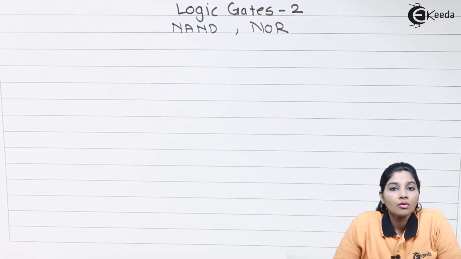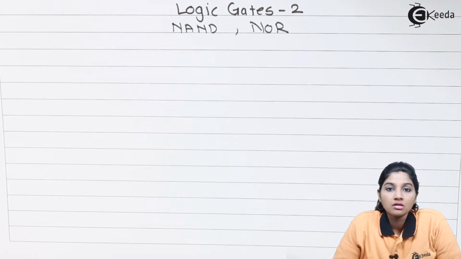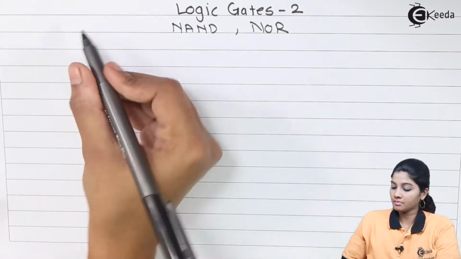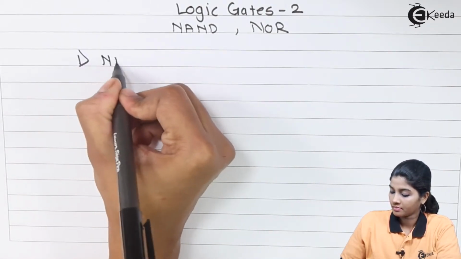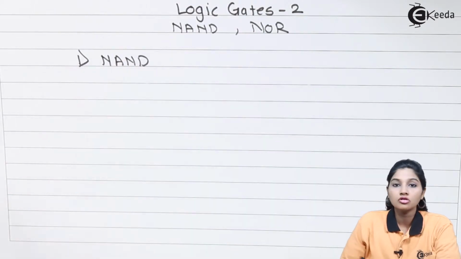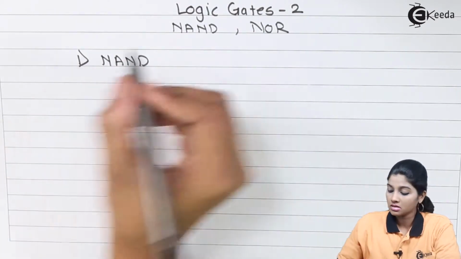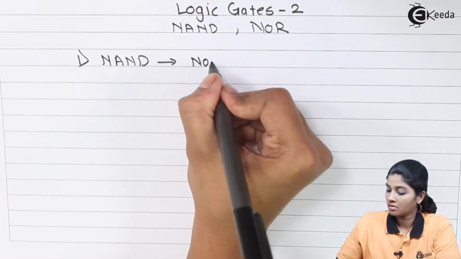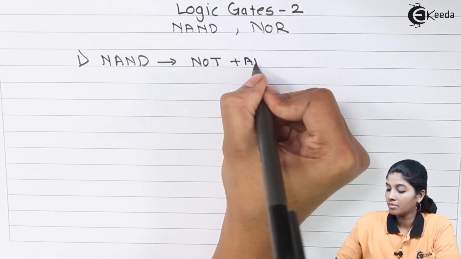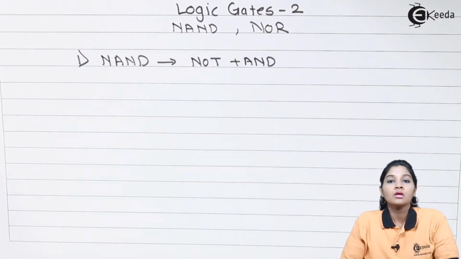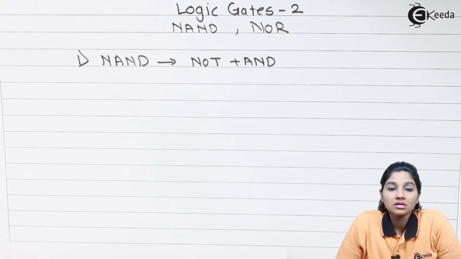The first gate that we are going to consider is nothing but the NAND gate. The NAND, as its name indicates, is a series combination of AND and NOT gate. So we can say NAND is nothing but NOT plus AND gate. The output of NAND gate is nothing but a complementary version of AND gate.